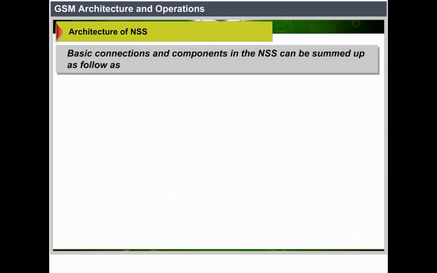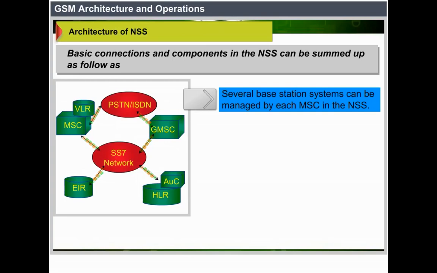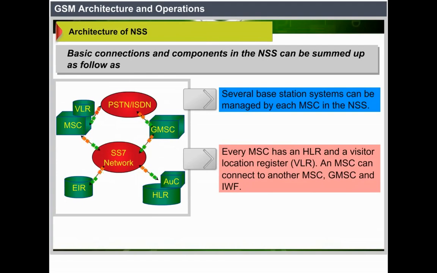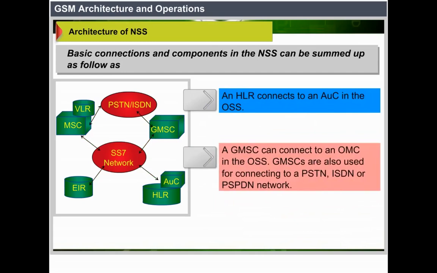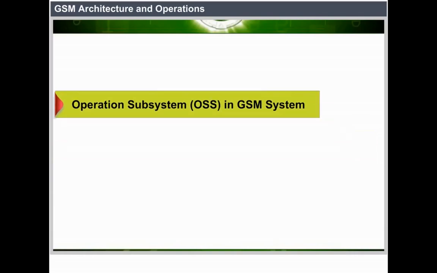Basic connections and components in the NSS can be summed up as follows. Each MSC in the NSS can manage several base station systems. Every MSC has an HLR and a Visitor Location Register VLR. An MSC can connect to another MSC, GMSC and IWF. An HLR connects to an AUC in the OSS. A GMSC can connect to an OMC in the OSS. GMSCs are also used to connect to a PSTN, ISDN or PSPDN network. Operation Subsystem OSS in the GSM system.